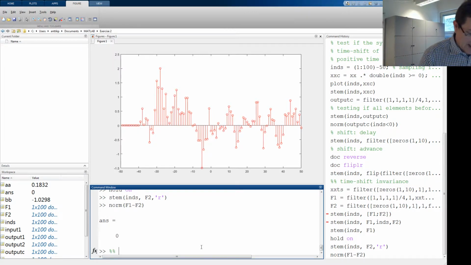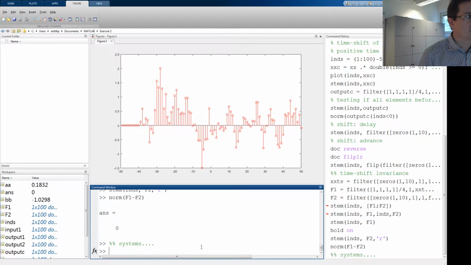So, okay, that was part A. Now part B, which is systems. Everything about the systems. So those are basically the tests to check if the system is what it's supposed to be. And then basically we go through the tool set to see what we can do with the systems. So basically just fundamentals. But okay, so let me start with something that we already had here.